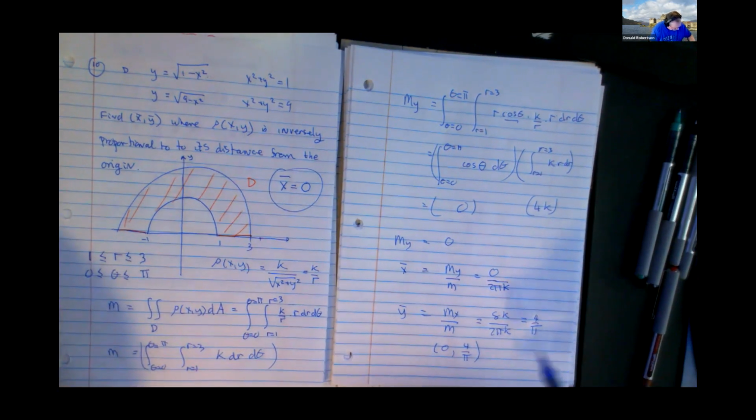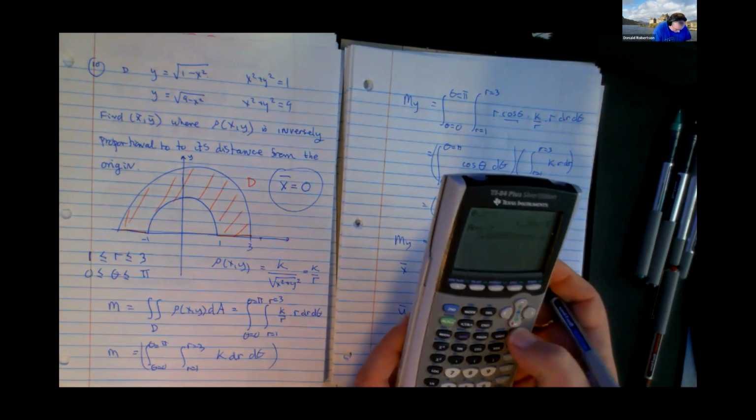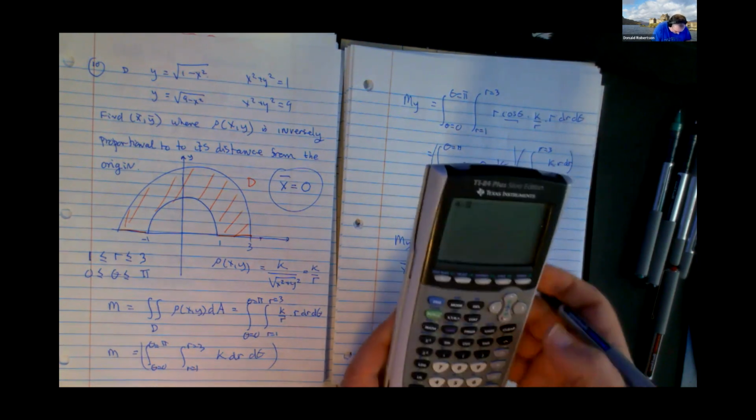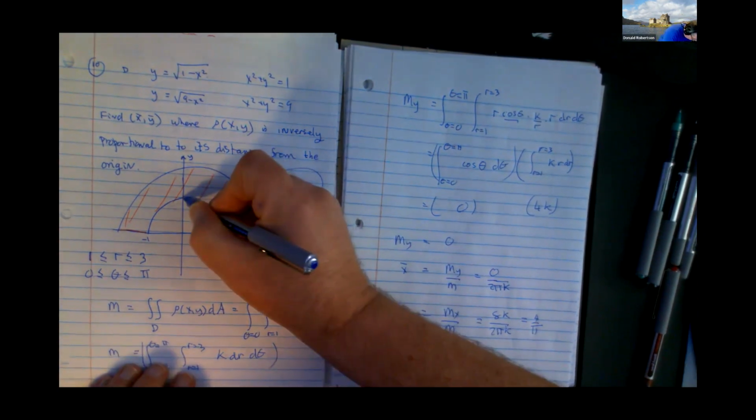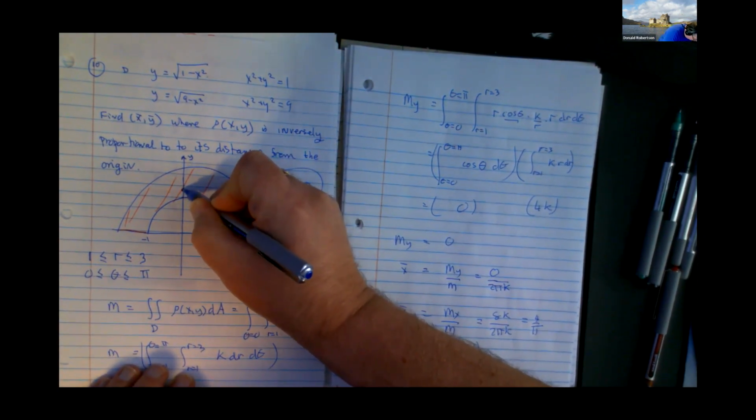Now, what is 4 over pi as a number? 4 divided by pi is about 1.3. Well, I know that's 1, so 1.3 is just a little bit above it.